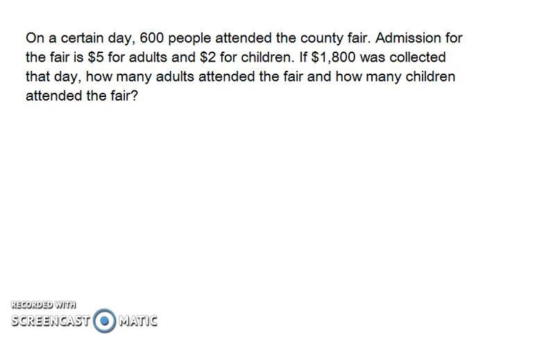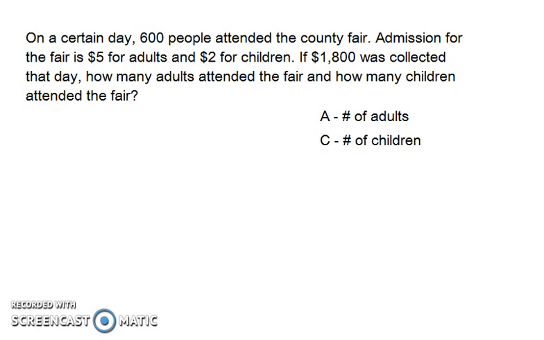So the first thing you want to do is find how many adults and how many children. So you have two variables that are unknown. You need to pick letters to use for those variables and decide what they are. I'm going to use A for number of adults that attended the fair, and I'm going to use C for number of children that attended the fair. It's easy enough to remember.